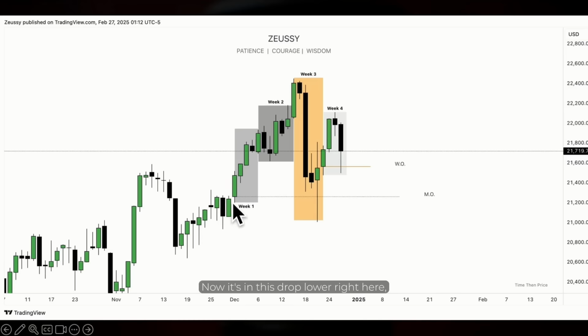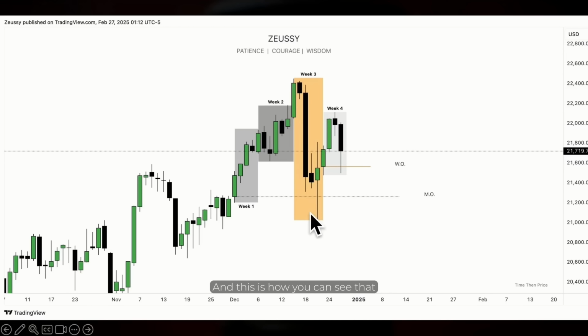Now it's in this drop lower right here that you must understand that what's likely going to happen next when a rejection takes place is that we're likely going to see the market retrace back into the range which got established throughout this large expansion lower. So what do you see week 4 do? Week 4 opens low and immediately reprices higher, trading into the range of week 3 right here.